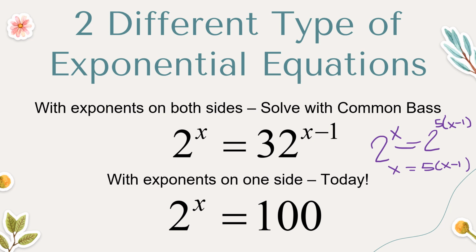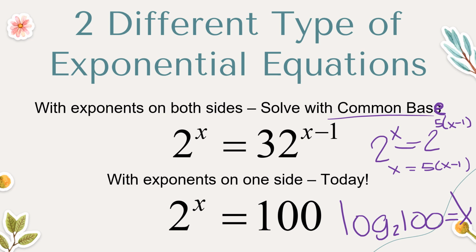So what if I can't get a common base, right? What if I can't? I can't take 2 to any power and get 100. That's why. If common bases are not an option, that's why we have logs, because now we can use our calculators.